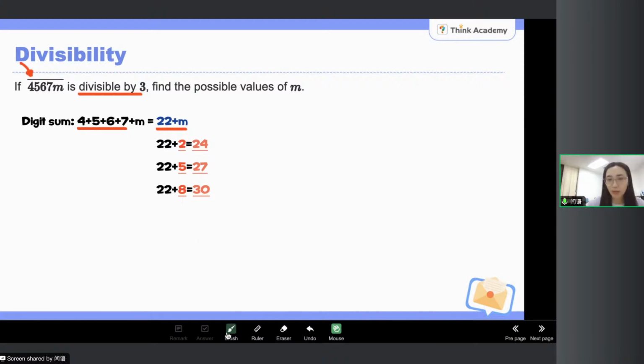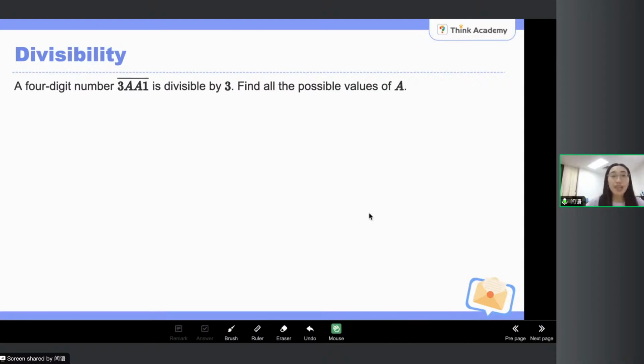But can we still move on? Here, 8 plus 3 equals 11. Am I correct? Cannot. Why? Yes, because of the short line. What is the meaning of short line? That means letter M must be a single digit. So the final answer is 2, 5, and 8. Easy? Okay, next one, it's your turn.